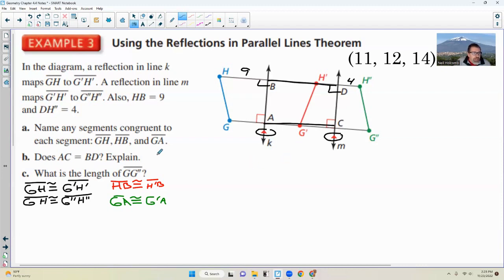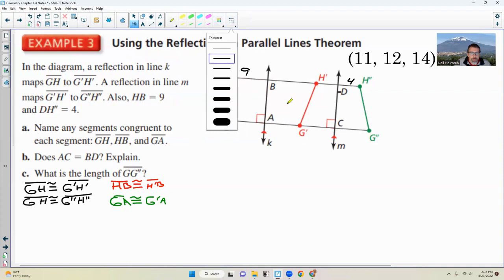C says, what is the length of G prime? Okay, so let me get rid of this. Where's G prime? Let me highlight it. G prime. What is the length of G prime? So here's G prime. Here's G.